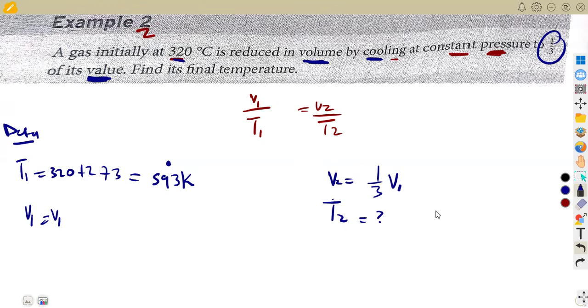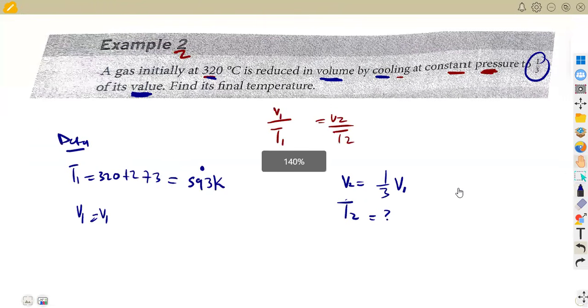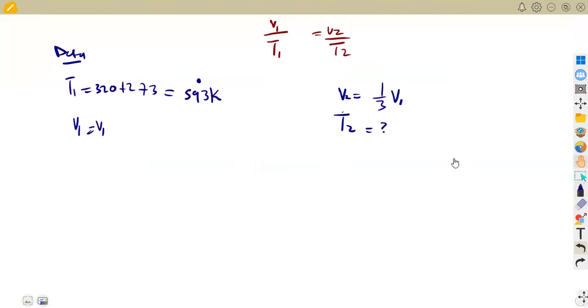So whenever you're given this type of a question, do not worry that you do not have the volume, so you can't determine the value of the temperature. No, you can, because V2 is given in terms of V1. So these two, they can cancel. As long as they are found on the same formula, they can cancel.